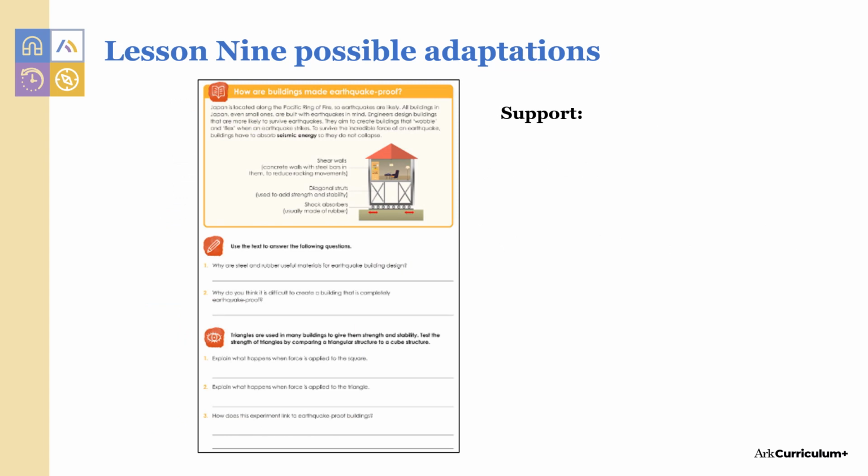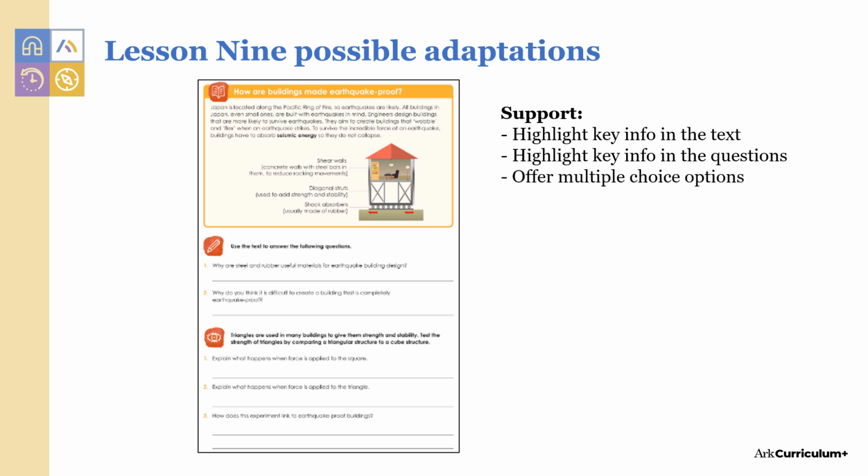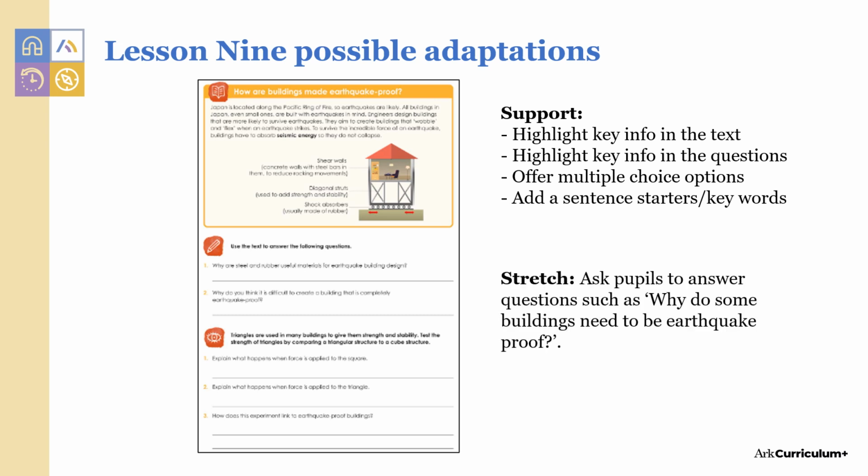In lesson 9, you can support pupils by again highlighting that key information in the text and in the question by offering multiple choice options as answers. You could also add a sentence starter or a bank of keywords that people should use in their answer. Stretch pupils by asking them to answer questions such as, why do some buildings need to be earthquake proof?